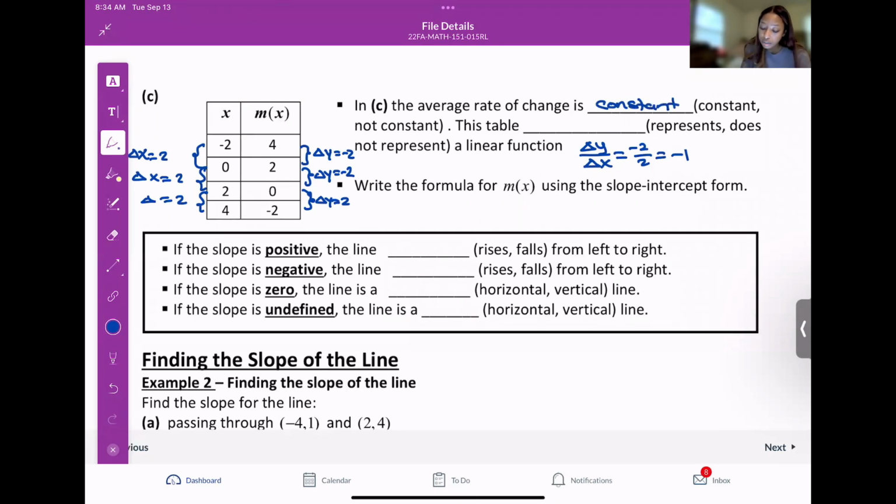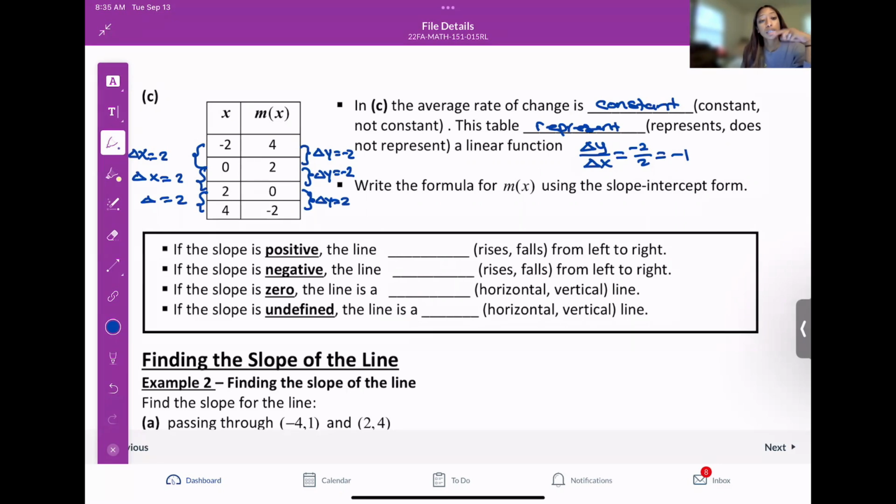So this table does represent a linear function. And here's the key idea here. When we say average rate of change, you can calculate the average rate of change for any table, for any function. It's not always going to be constant. If it is constant, then that means that it's a linear function, and that number that you got for the constant average rate of change represents the slope.